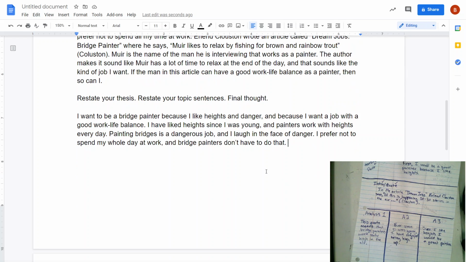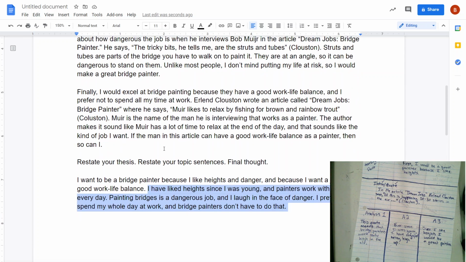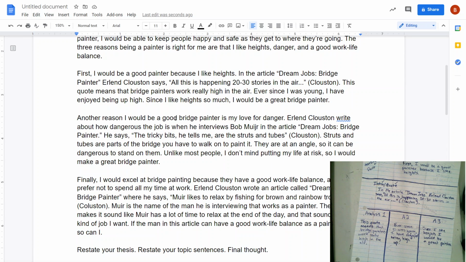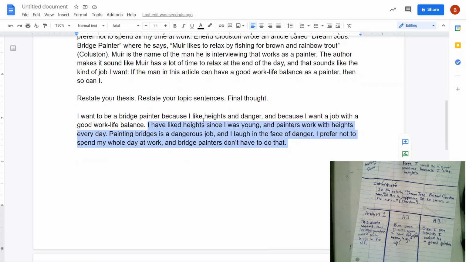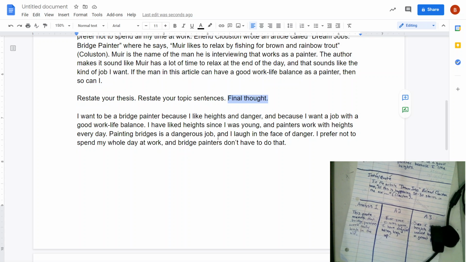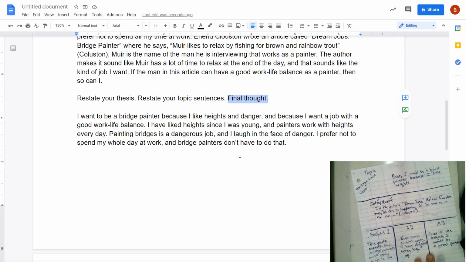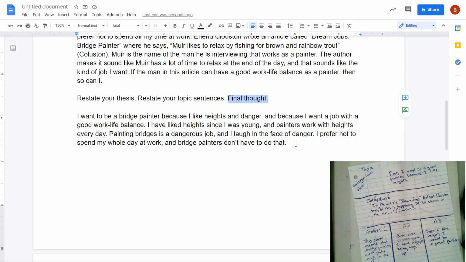Okay, so what we're doing with these three sentences is just basically summarizing or explaining the 3 points that we had. Okay, why do you actually want to be a bridge painter? Here's my 3 reasons, going into a little more detail. Okay, and the final thing we need to do is called a final thought. This is kind of the opposite of a hook. Your task is to write something that's going to leave a lasting impression on your reader.